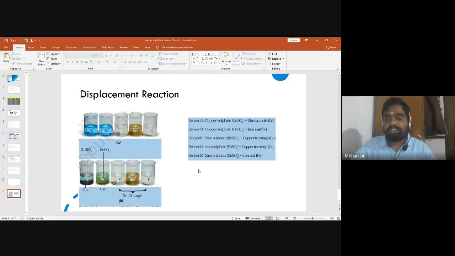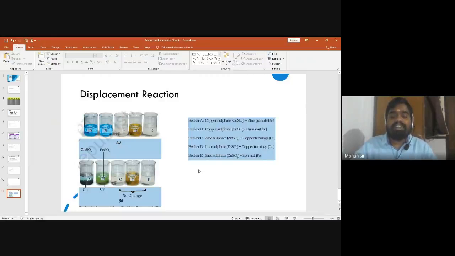And in the fourth beaker also there is no reaction. Iron sulfate and copper turnings are added together. So copper is not displacing iron. Copper is not displacing zinc also. And iron is not displacing zinc in the case of the fifth one. Right?